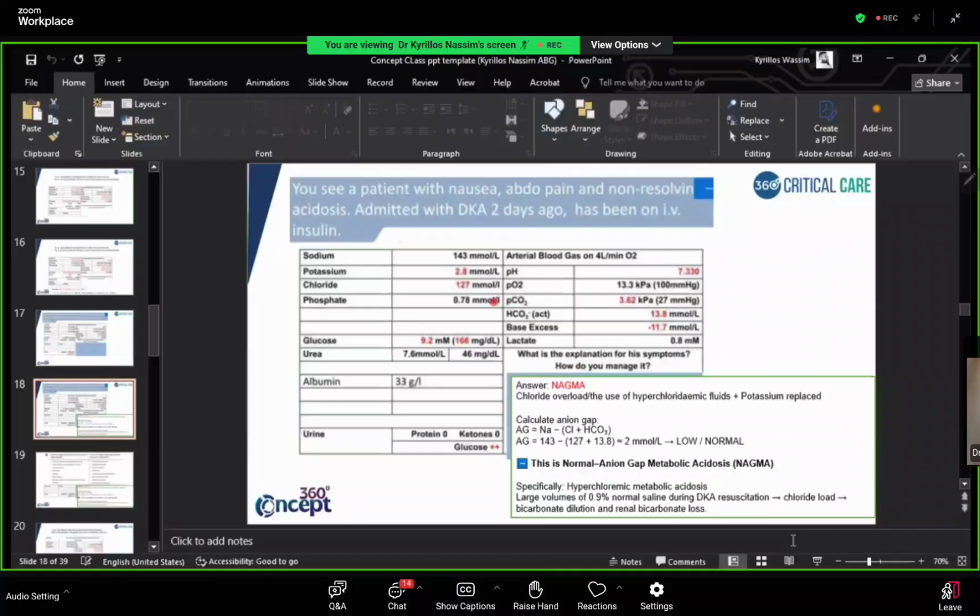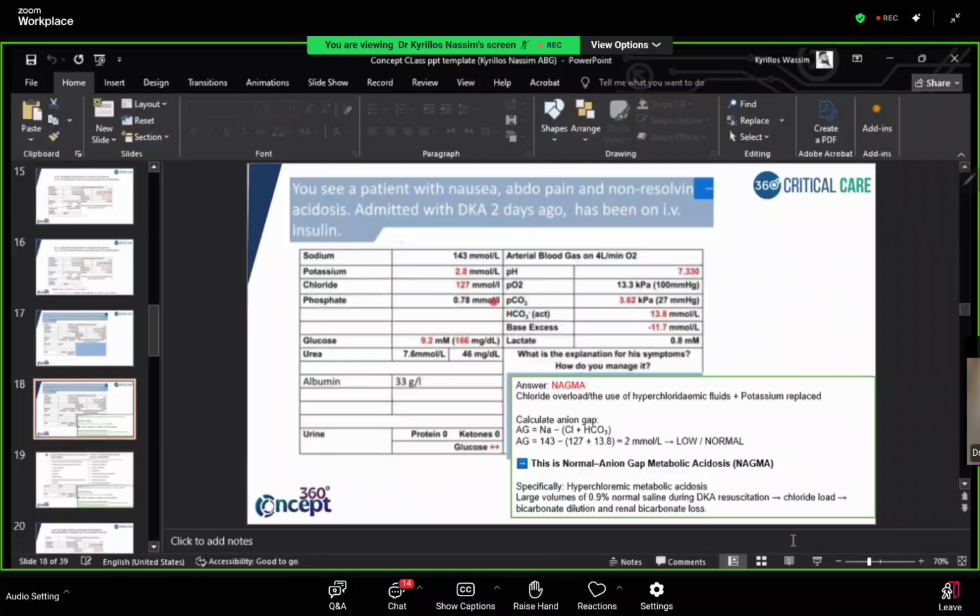And if we measure the delta anion gap, it will be lower than 0.4, and it directs us to the hyperchloremic metabolic acidosis of the normal anion gap metabolic acidosis. Why does this happen here? It's because of the chloride overload of the normal saline which I have given to the patient in the DKA, which makes the acid-base disorder mentioned in this question.